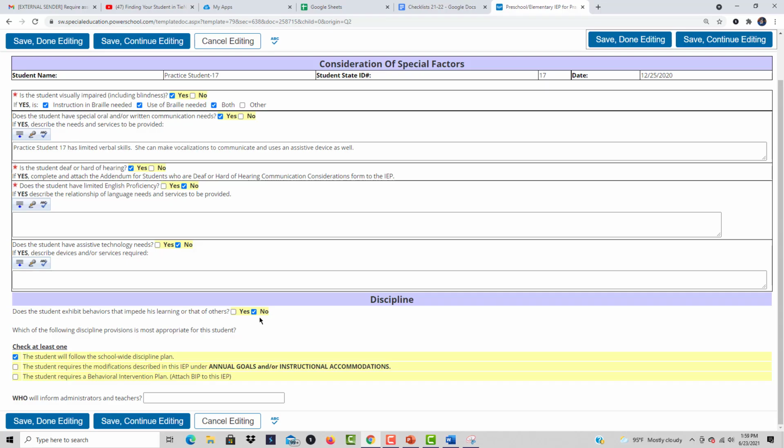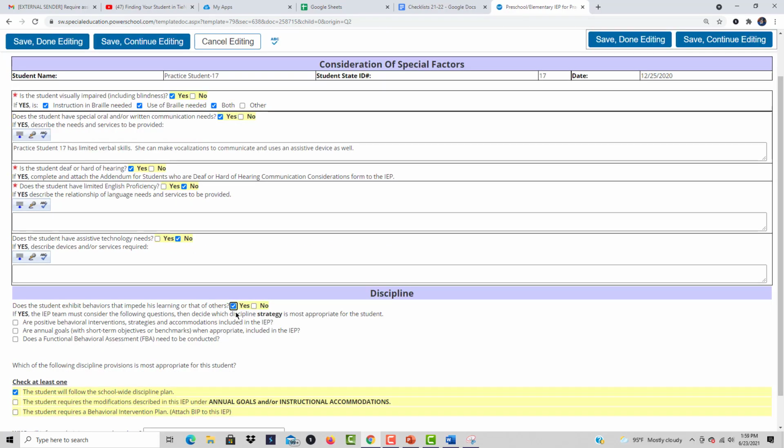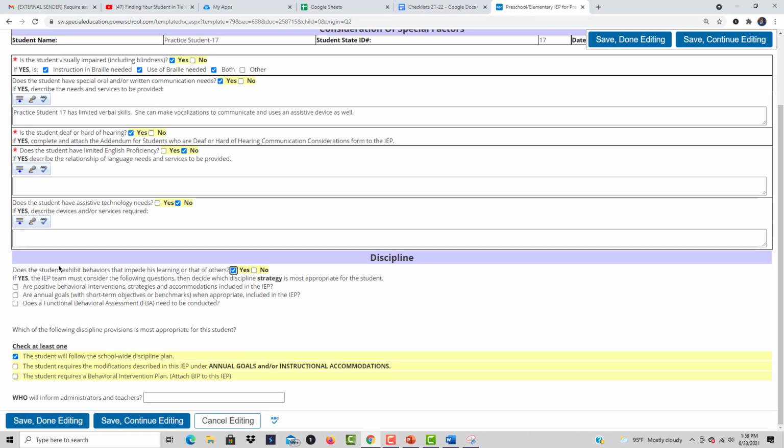The next question is, does the student exhibit behaviors that impede his learning or that of others? And if you answer no, then nothing shows up here. But if you answer yes, then it gives you some other options to choose from. So a lot of our students do have some behaviors that impede their learning or that of others. And for some of them, all they need are positive behavior intervention strategies and some accommodations in the IEP.